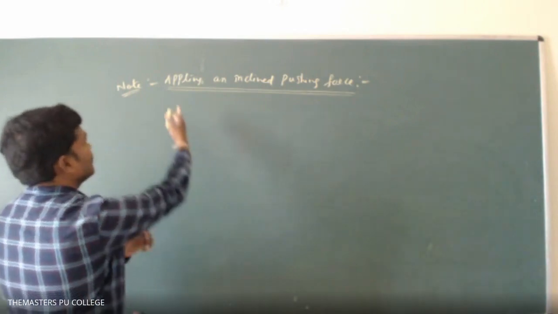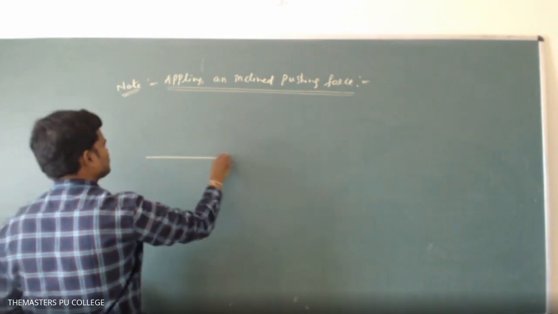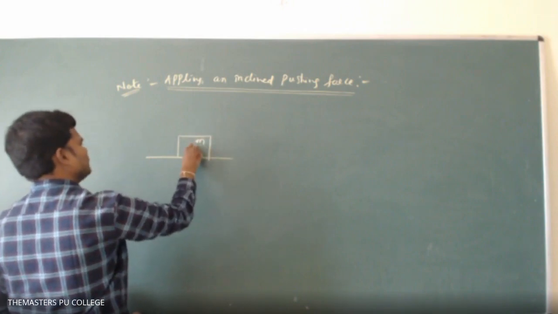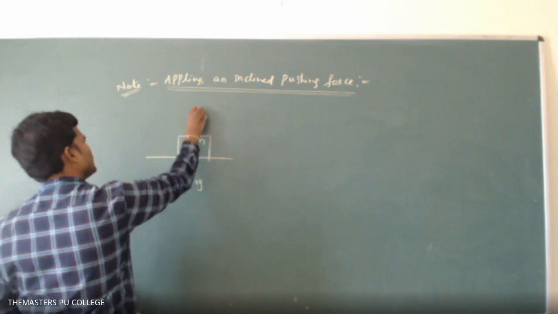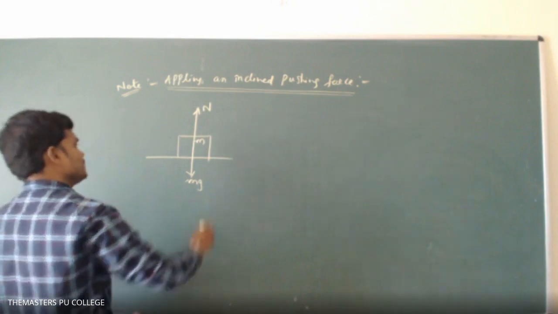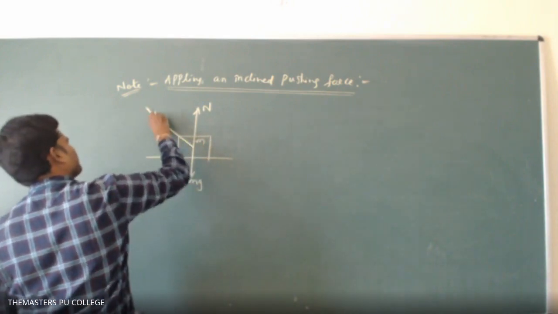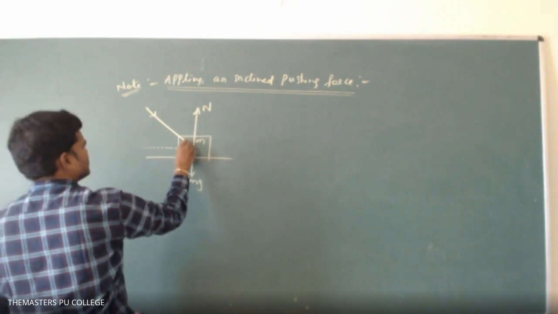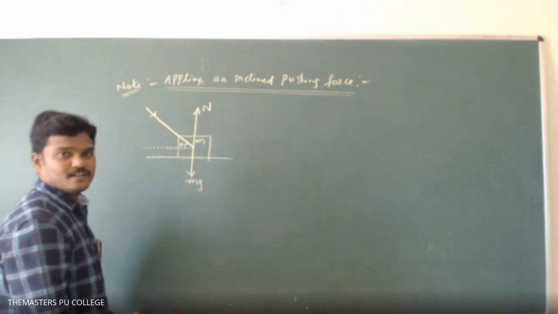Now, applying an inclined pushing force. Let us consider a block placed on a horizontal surface. Then the weight of the block acts vertically downwards and the normal reaction force acts perpendicular to the contact surface. Let me apply a pushing force like this. It is pushed with an angle of inclination theta.